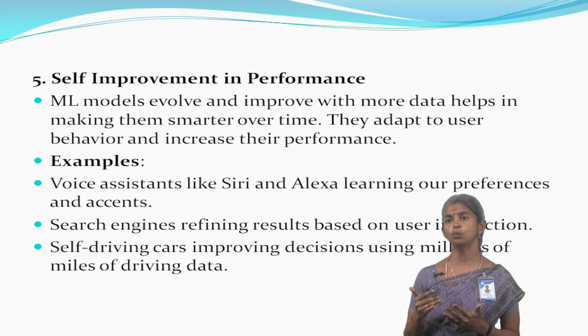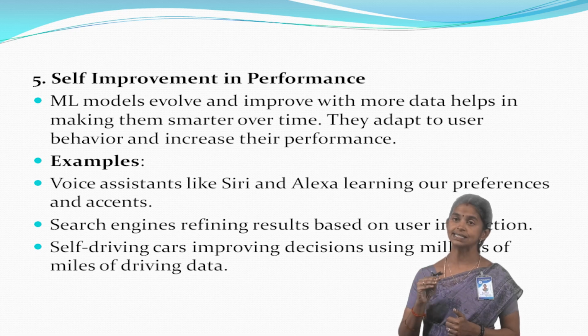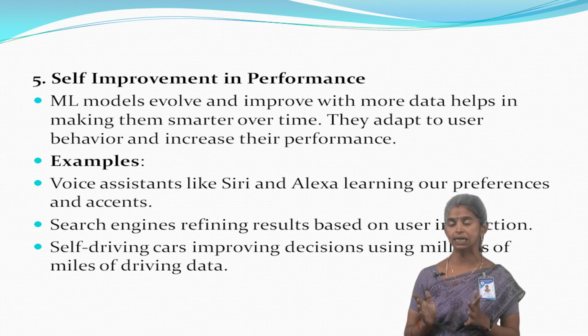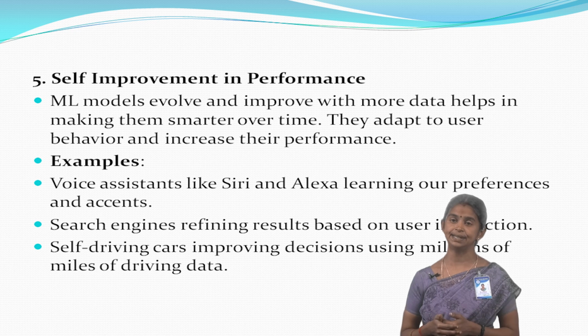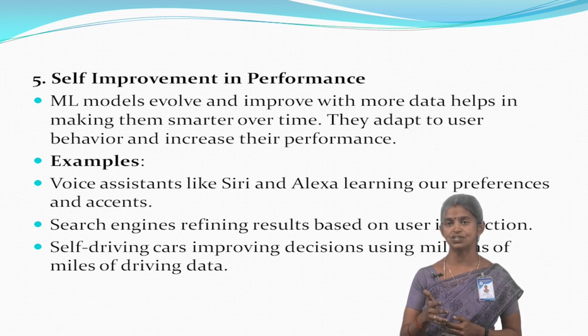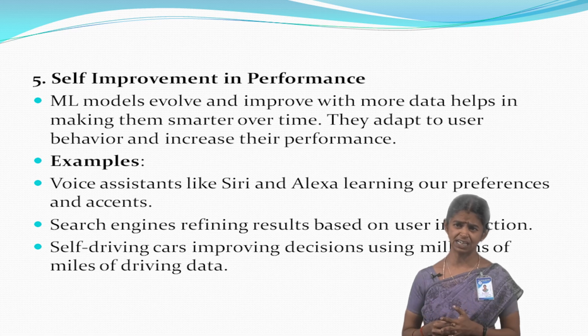Another one is self-improvement in performance. ML models evolve and improve with more data, making them smarter over time. They adapt to user behavior and increase their performance. For example, voice assistants like Siri and Alexa learning our preference and accent, search engines refining results based on user interaction, and self-driving cars improving decisions using millions of miles of driving data.